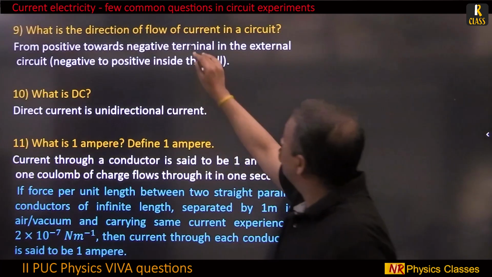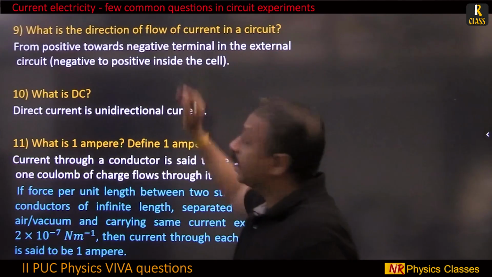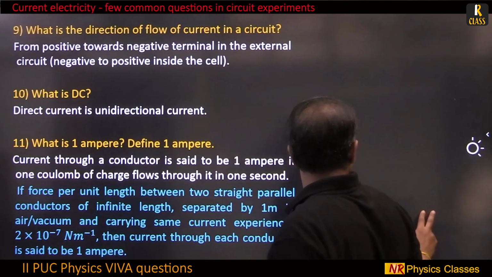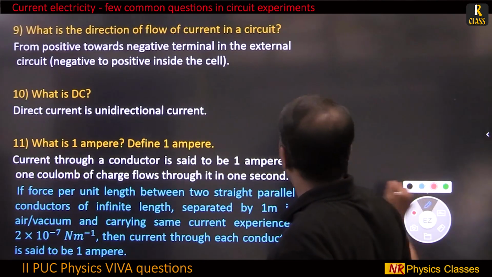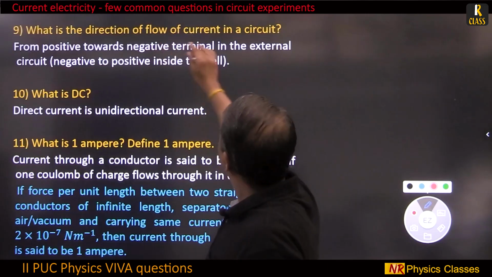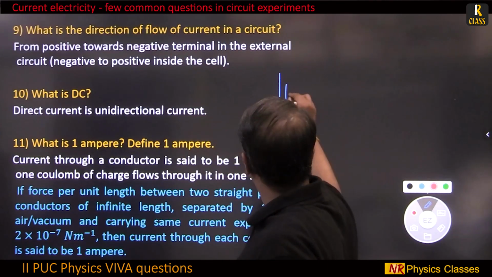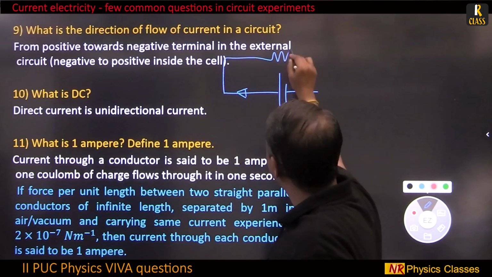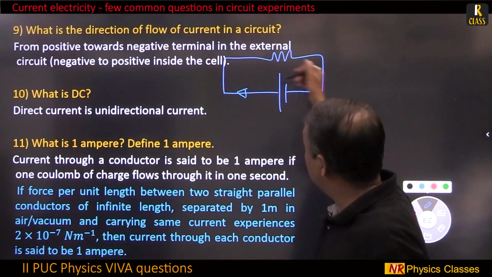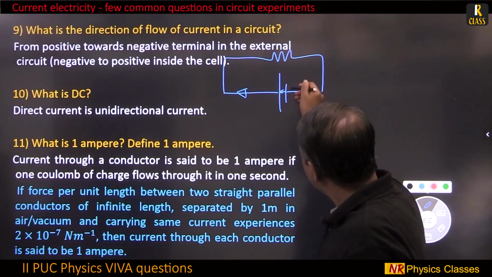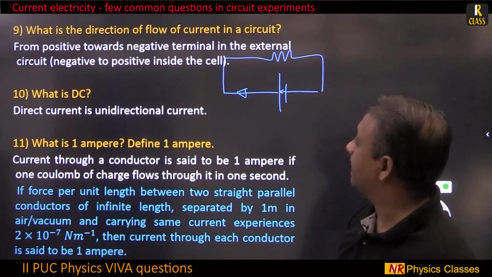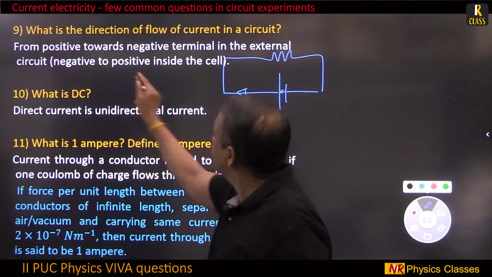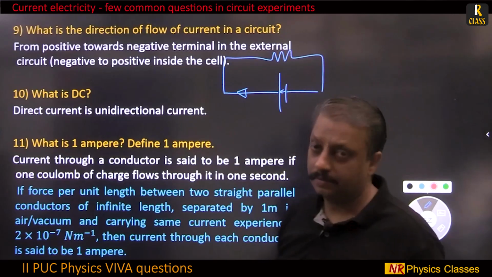What is the direction of flow of current in a circuit? The direction of flow of current is from positive to negative in the external circuit, but negative to positive inside the battery or cell. Positive towards negative in the external circuit, negative to positive inside the cell.